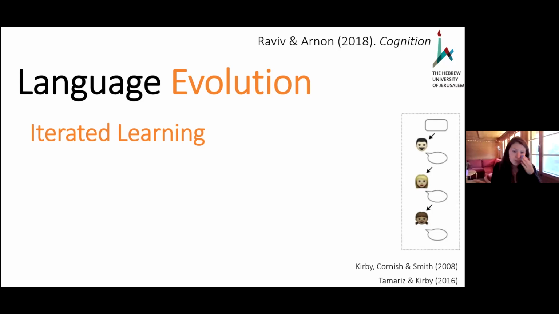And previous work by Simon Kirby and colleagues at Edinburgh showed that this process can lead to the creation of systematic linguistic structure over time. So compositionality, basically grammar. And this is really cool because it effectively shifts the explanatory burden for the origin of grammar from having this biologically evolved innate capacity to just a cultural process that shapes linguistic patterns based on our individual cognitive biases.